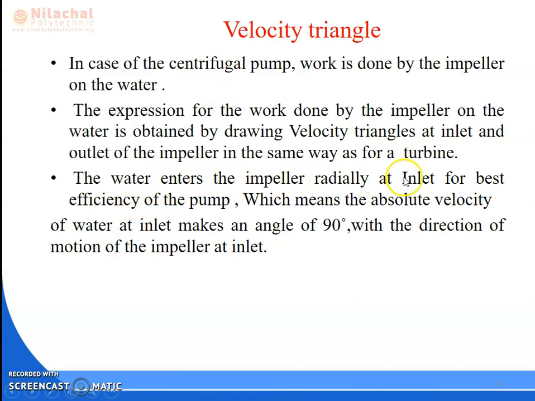The water enters the impeller radially at the inlet. If it enters radially at inlet, that means alpha is equal to how much? That is 90 degree. For the best efficiency of the pump, the absolute velocity of the water at the inlet, that is your V1, makes an angle of 90 degree, because the water enters the impeller radially. Radial means 90 degree to the direction of motion of the impeller at inlet.